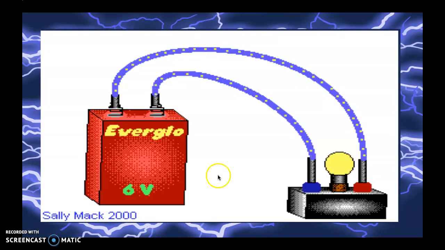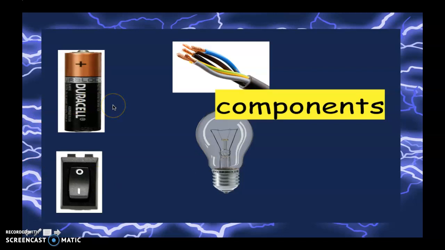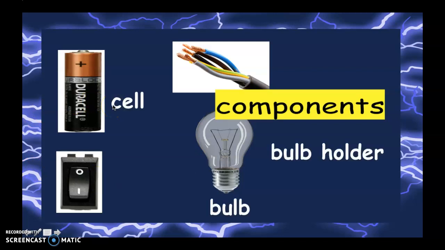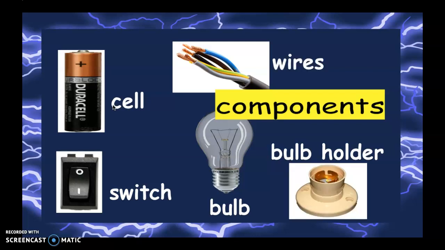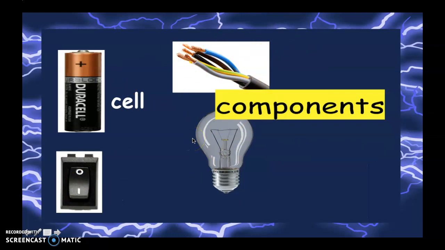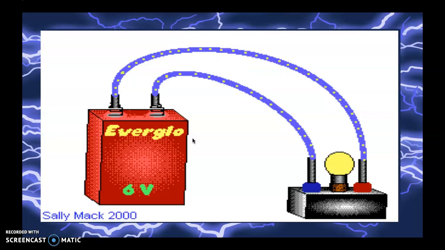Now when you get back, we are going to make something like this using a battery, bulb, and bulb holder. Where's the picture? Oh, switch. Oh, here you go. Bulb holder and switch, wires. We are going to use all these components to make something like this. Are you excited? This will be so cool.